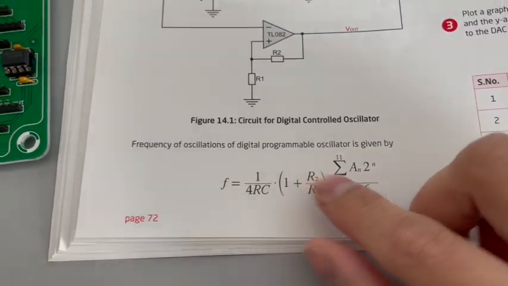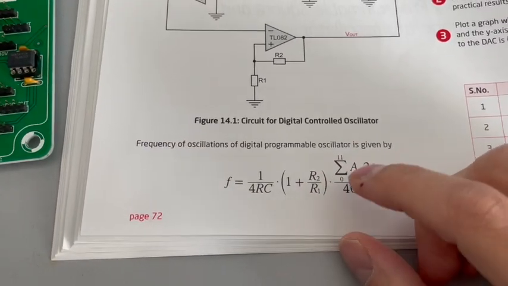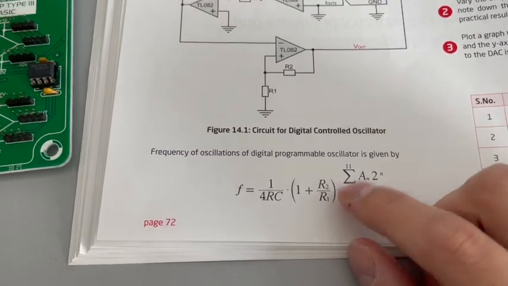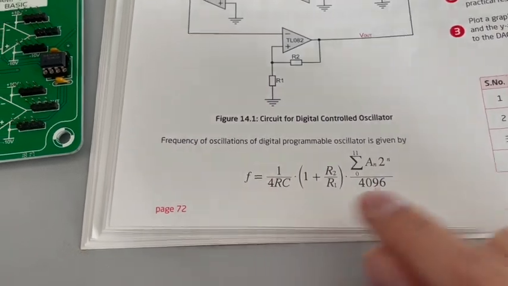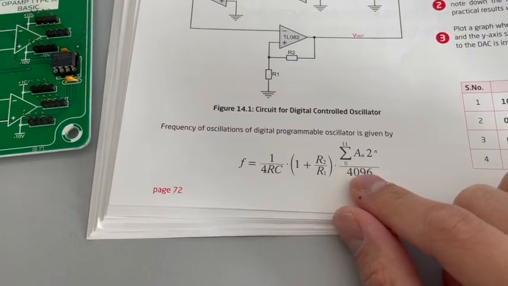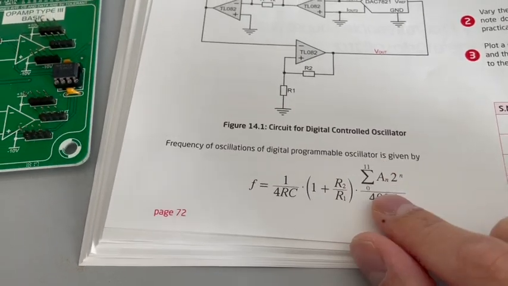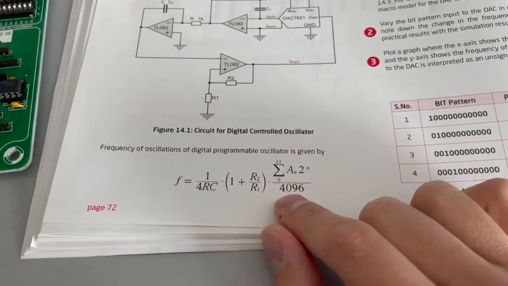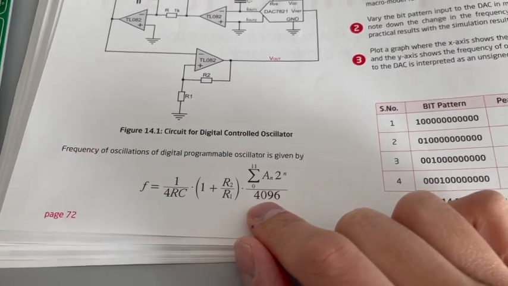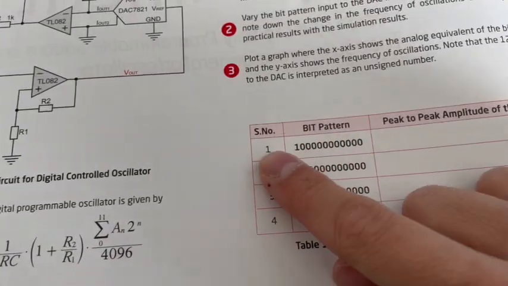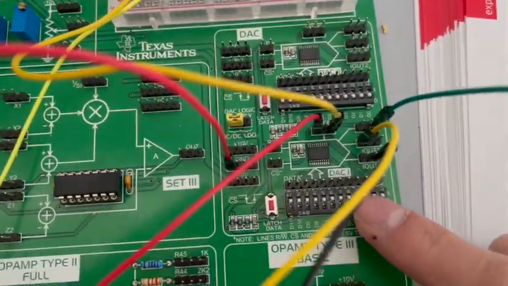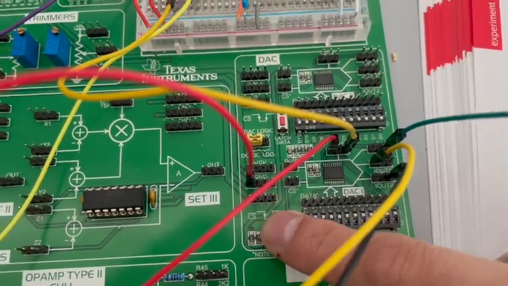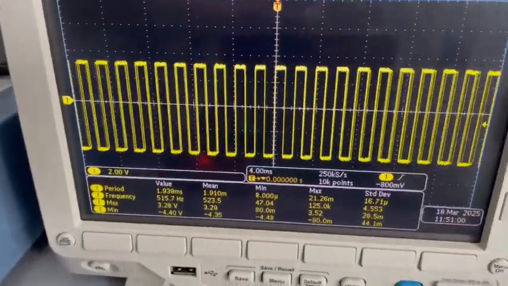Notice that this formula is a bit different. Before we divided by this, now we're going to have this divided by 4000. So in order to have, let's say, the highest frequency, this value should be 1. To have this 1, the bit pattern should have the maximum value 4096, and to have 4096, we should have all ones. So let's put all ones. I already put it all ones, and it's the highest frequency we can have.